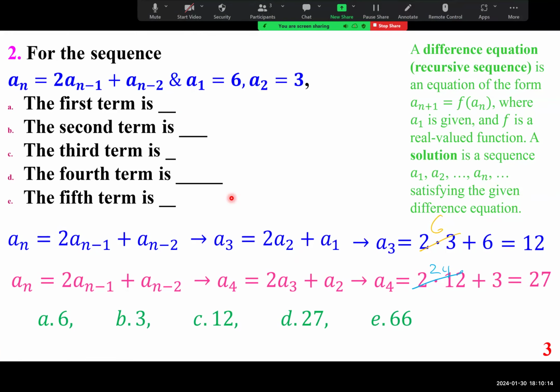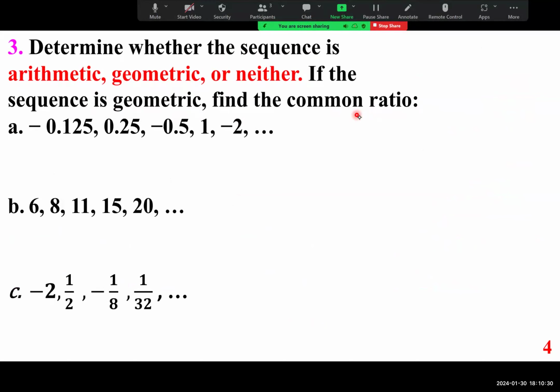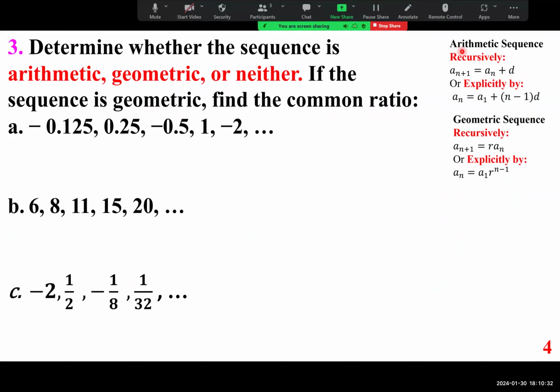Determine whether the sequence is arithmetic, geometric, or neither. If the sequence is geometric, find the common ratio. Well, let's look at some definitions. An arithmetic sequence, what is it?